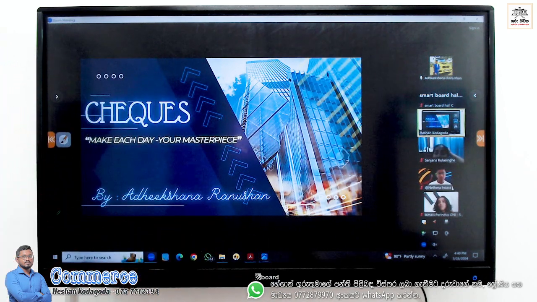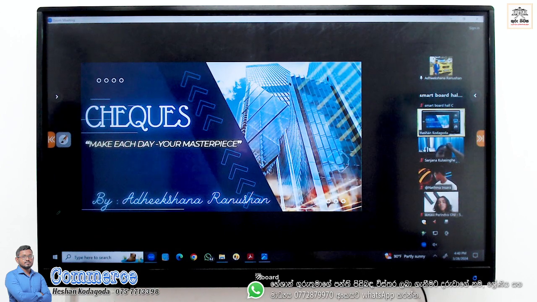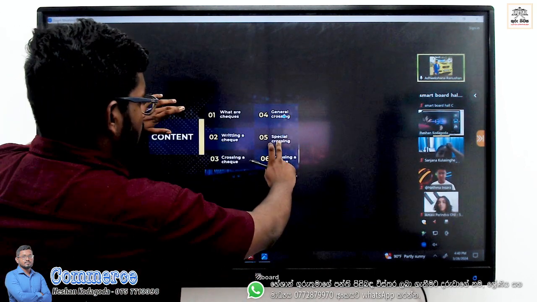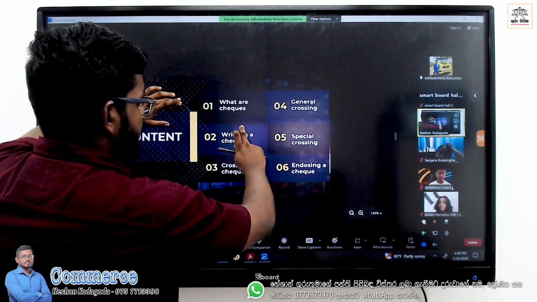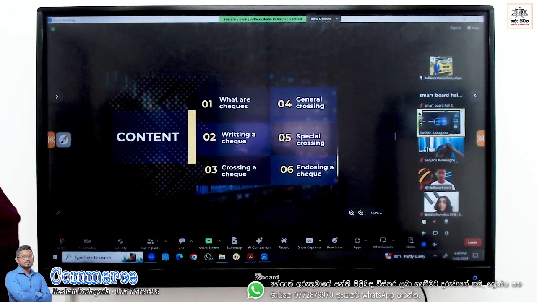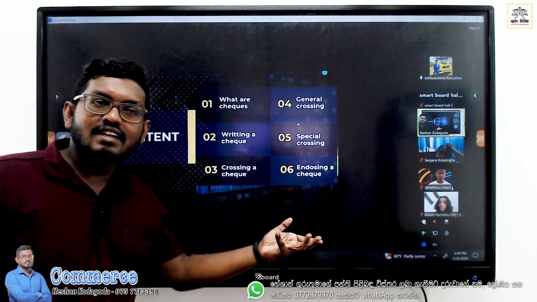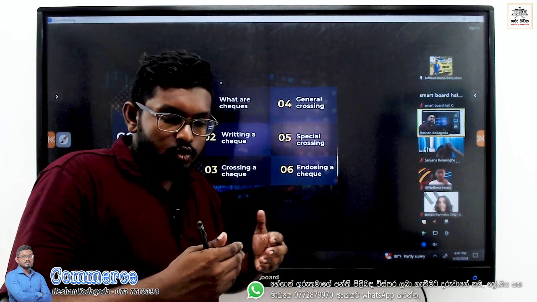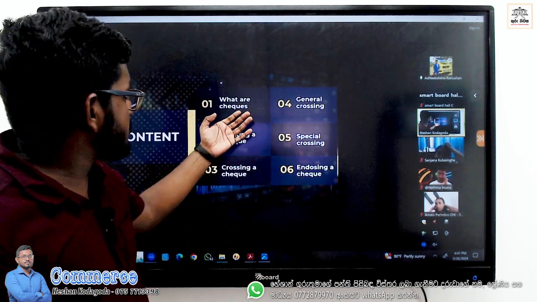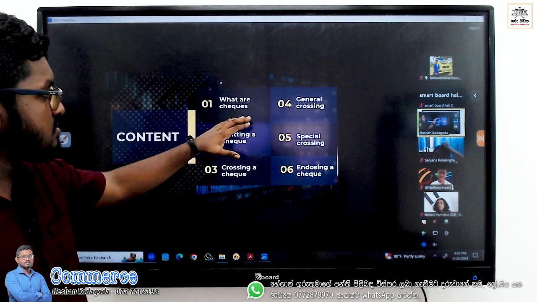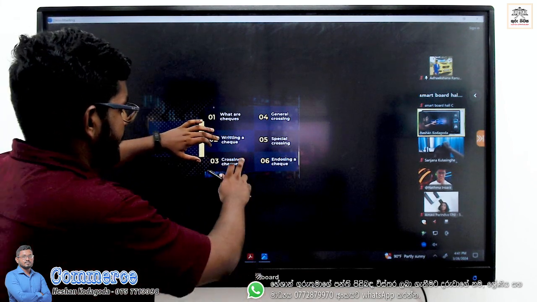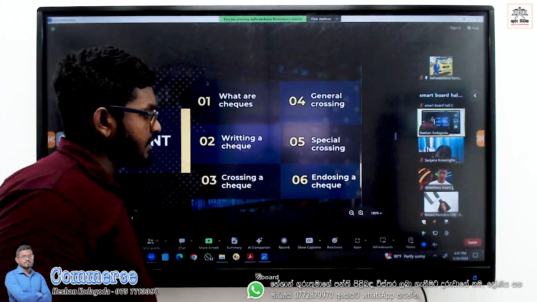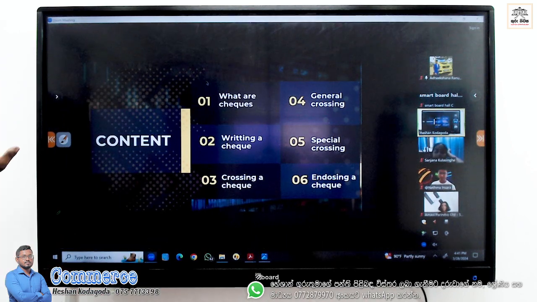So shall we move to the first slide, please? Now in here, it's really nice because when we do a presentation, you can see there's a clear content page. Including a content page is good. Why? Then we know what the parts are. In here, first of all, he discussed what checks are, writing a check, crossing a check, general crossing, special crossing, and endorsing a check. Okay. Now let's move to the first part.